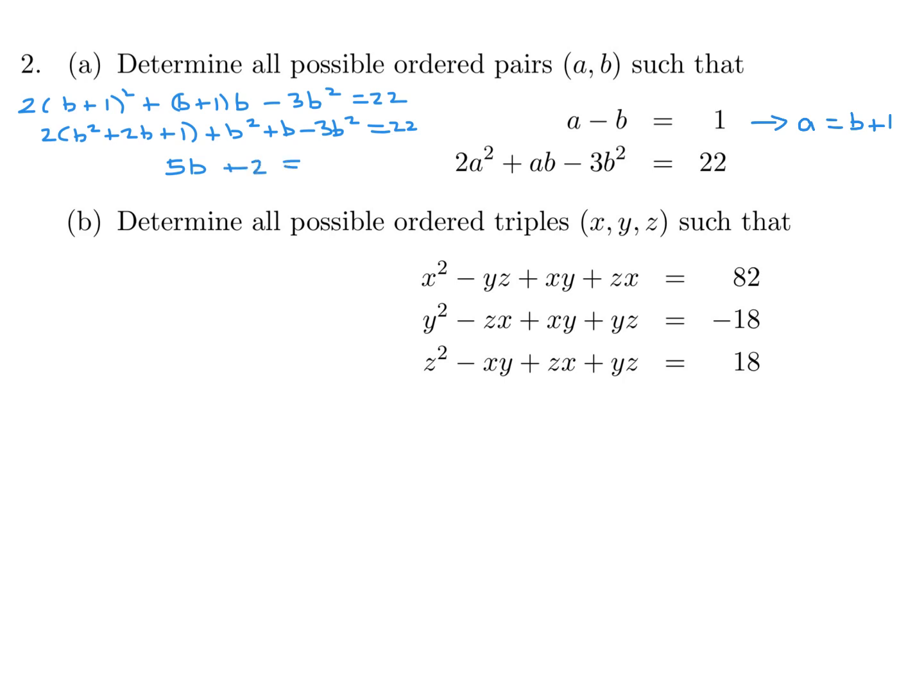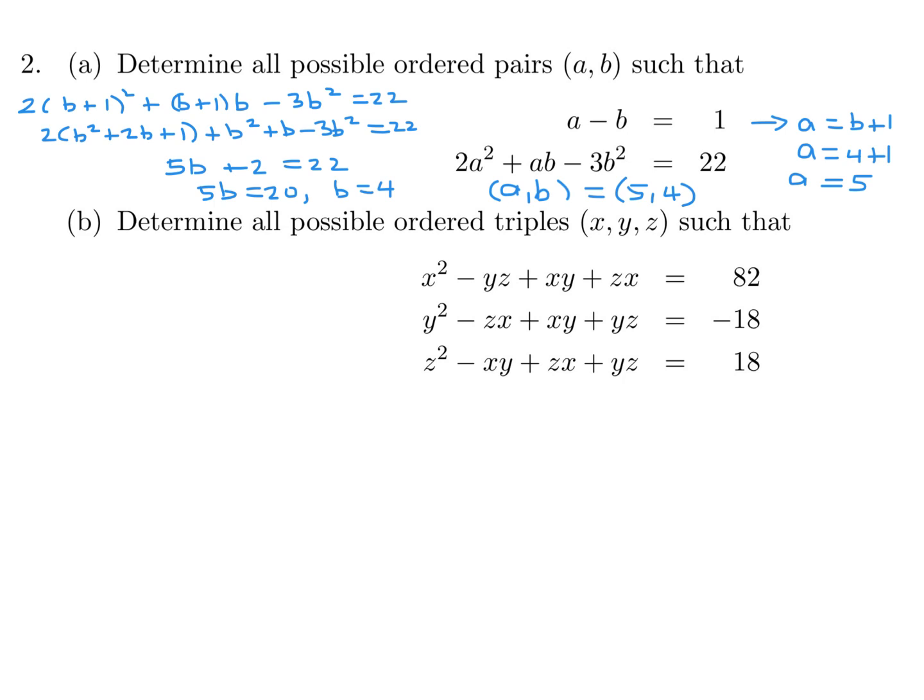And then the numbers look like 2. Yeah, just 2. So that means 5b is equal to 20, and therefore b is equal to 4. Okay? If b is equal to 4, then a is b plus 1, so 4 plus 1, so a is equal to 5. So my only ordered pair looks like (5, 4). All right, that takes care of part A.